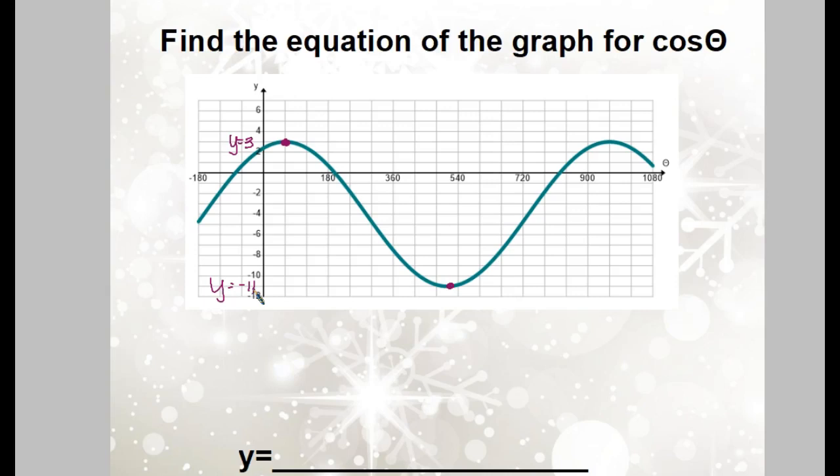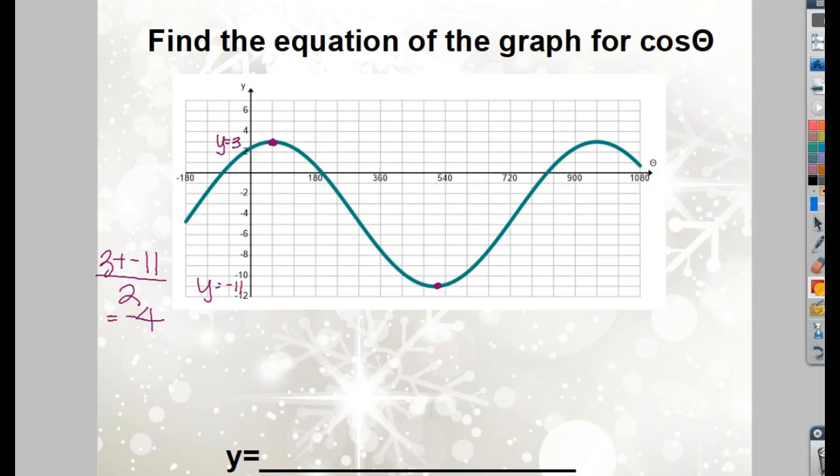And so what this will tell me is my overall height, which will then help me find the center of that sinusoidal axis. So I'm going to take 3 plus negative 11, and I'm going to divide that by 2 to find the center. And so this will end up giving me a negative 8 over 2, which is negative 4. So I'm going to draw in my sinusoidal axis at y equals negative 4.